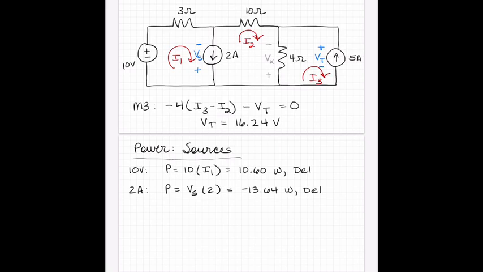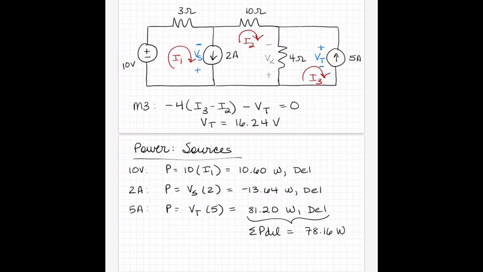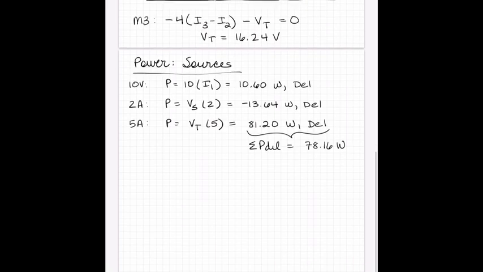All right, and then we have the 5 amp source. P is equal to V times I. This is VT, the voltage that we labeled across the 5 amp source, times the value of the source, 5. And this is going to be 81.20 watts delivered. Okay, so the sum here is going to be 78.16 watts. So let's move on to power associated with the resistors.